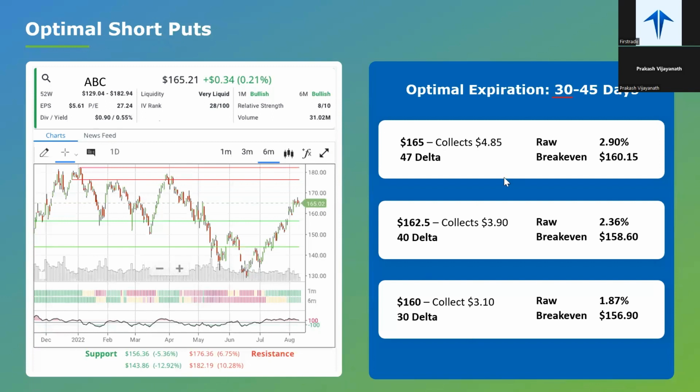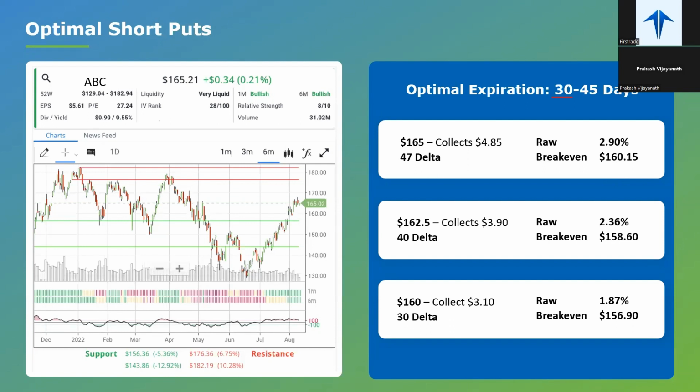Now, when it comes to the strike price, we have three different strikes. We have the 165 strike, which is a 47 delta. This collects $4.85 of premium, and this represents a raw return of 2.9%. That's how much of a discount you are getting on the stock purchase, and therefore your break even has been reduced from 165 to just above 160, thanks to the premium that you receive from selling this put option.